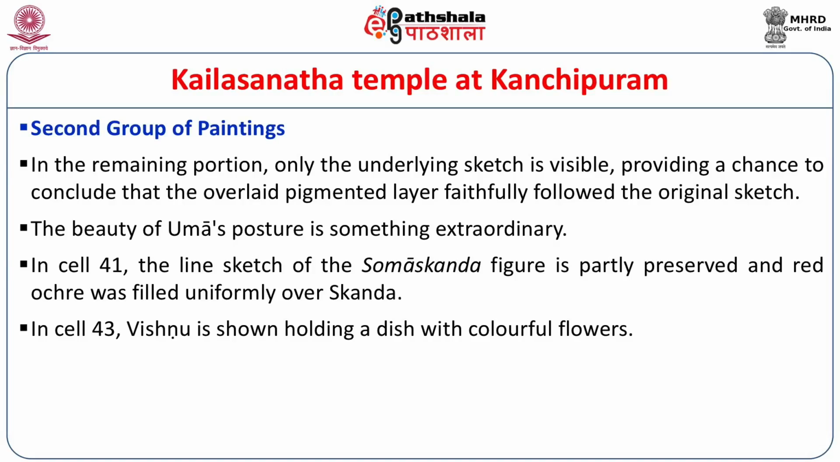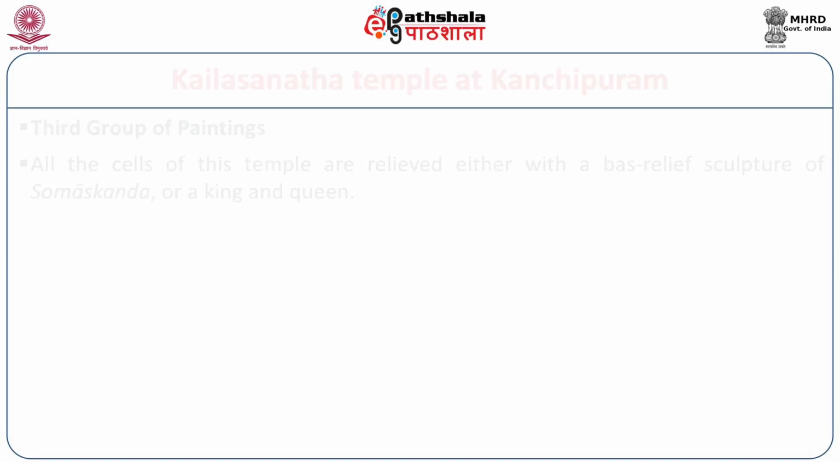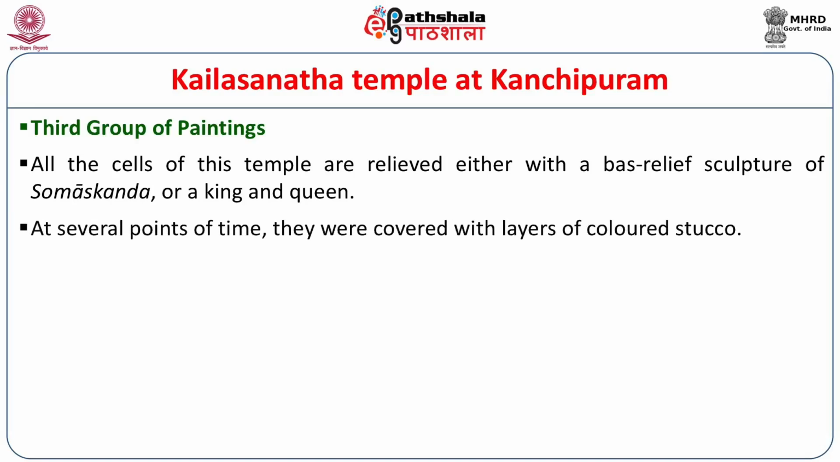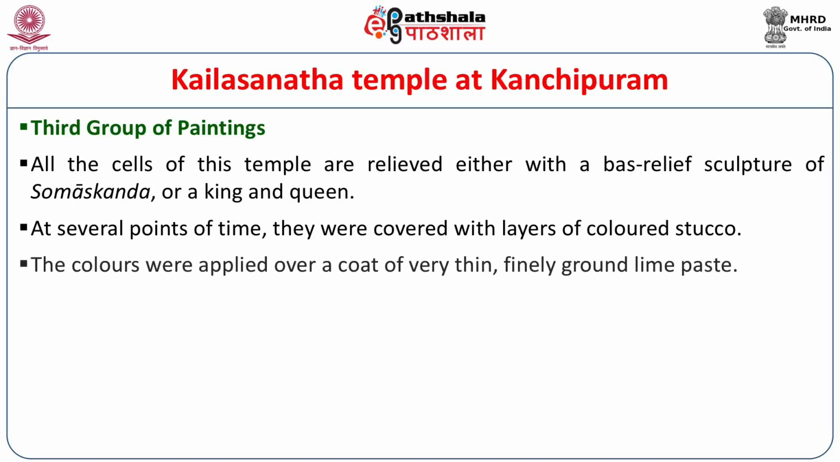The third group of paintings, when compared with the other 2 groups: all the cells of this temple are relieved either with a bas relief sculpture of Somaskanda or a king and a queen. At several points of time, they were covered with layers of colored stucco. The colors were applied over a coat of very thin, finely ground lime paste.